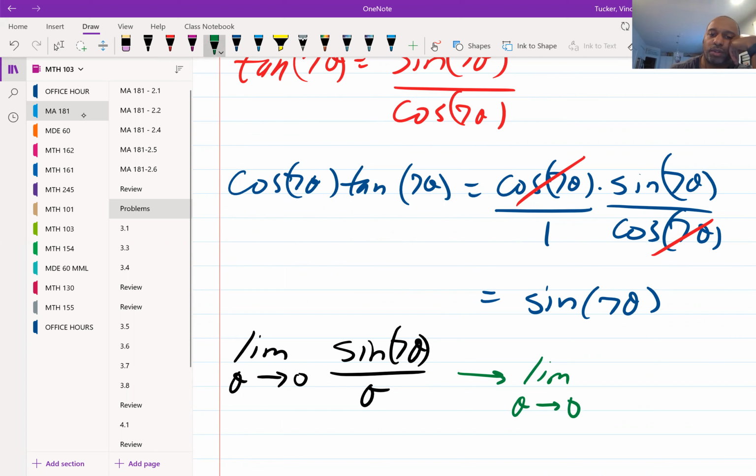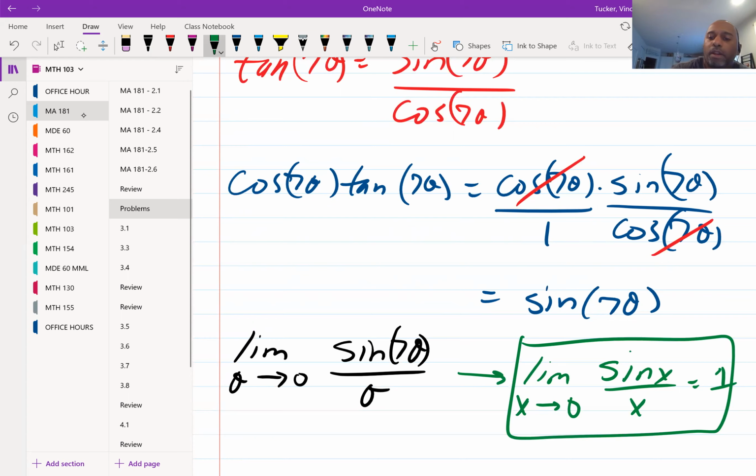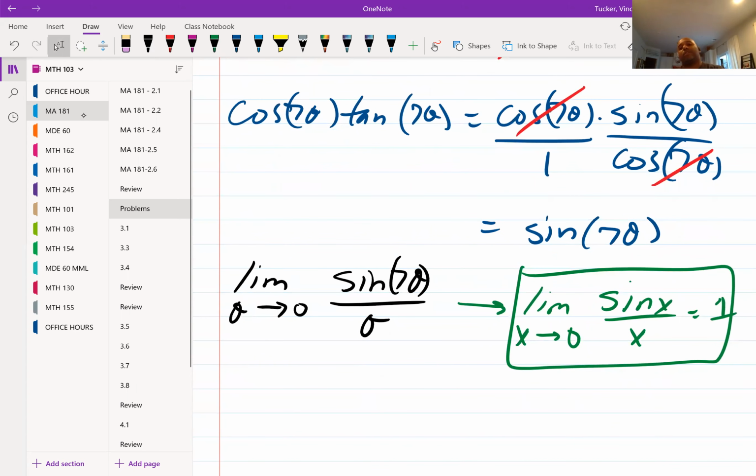the limit as x goes to 0 of sine x over x is equal to 1. So now we're going to lean on this: the limit of sine x over x is equal to 1 as x goes to 0. But look what we have here. I need whatever's being applied to by x to be the same thing as down here.